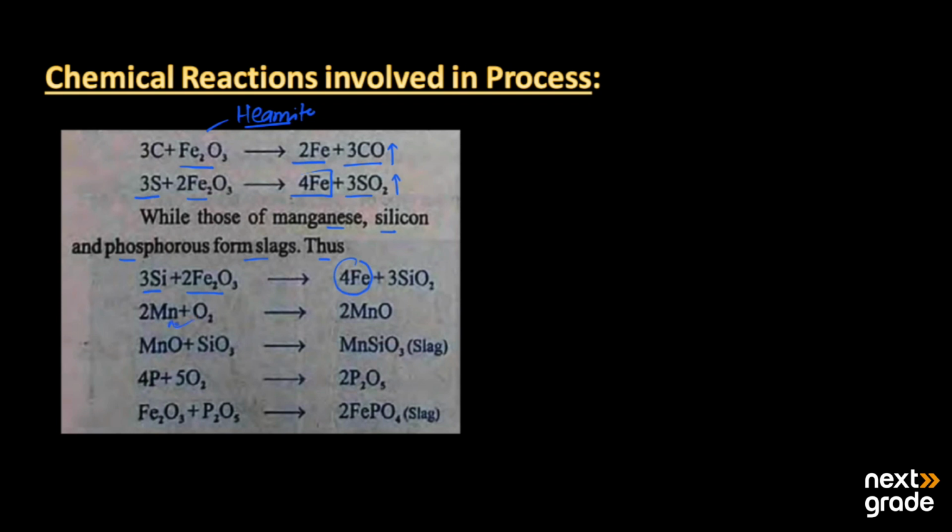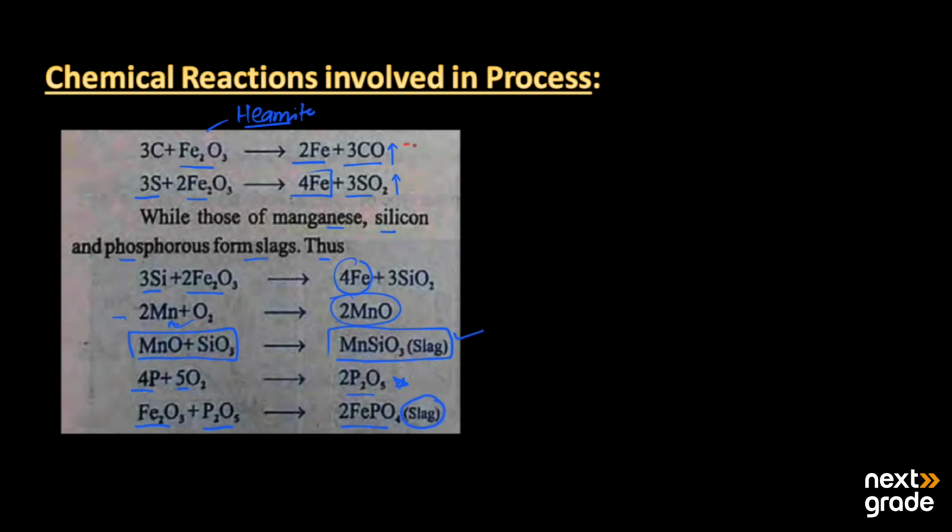It may come in contact with oxygen, then manganese will form manganese oxide. And then that manganese oxide and the silicon dioxide come in contact with one another, and they will form the manganese silicate, which is called slag. Now here we have four phosphorus atoms that will combine with oxygen, and they will form phosphorus pentoxide. Why is it called a pentoxide? Because it contains five atoms of oxygen. And at the end, the iron oxide will react with this phosphorus pentoxide, and it will make iron phosphate, which is also called slag.